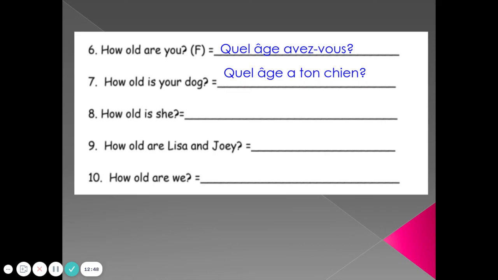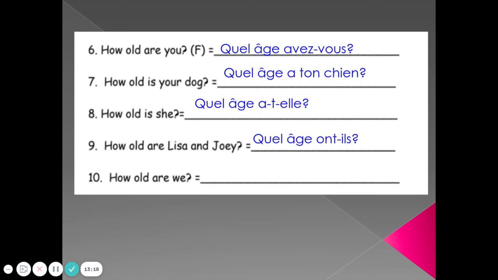How old is she? Quel âge? And then she, the word for the avoir that goes with it, flip it. But you sound like you hiccup. A-elle. So you have to add the extra little T. Quel âge a-t-elle? How old are Lisa and Joey? We're going to just change them to they because 2 people's names are the same as they. So how old are they? Quel âge ont-ils? What age have they?